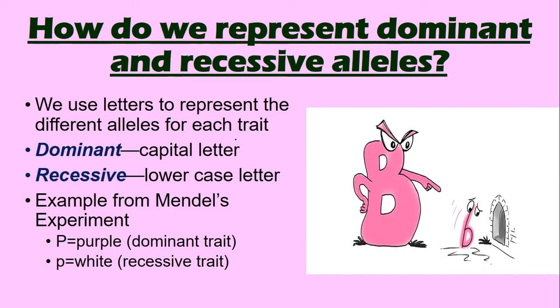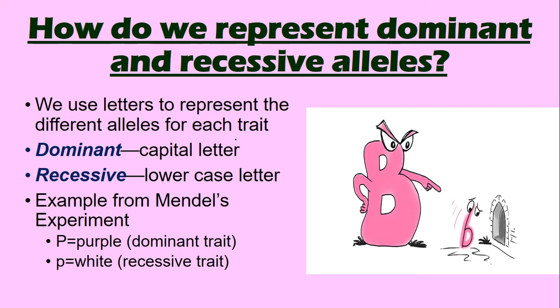So how do we represent dominant and recessive alleles? This is where we get into dominant and recessive traits. We use letters to represent the different alleles for each trait. Remember, you have a dominant trait and a recessive trait, and you use the same letter for each trait.